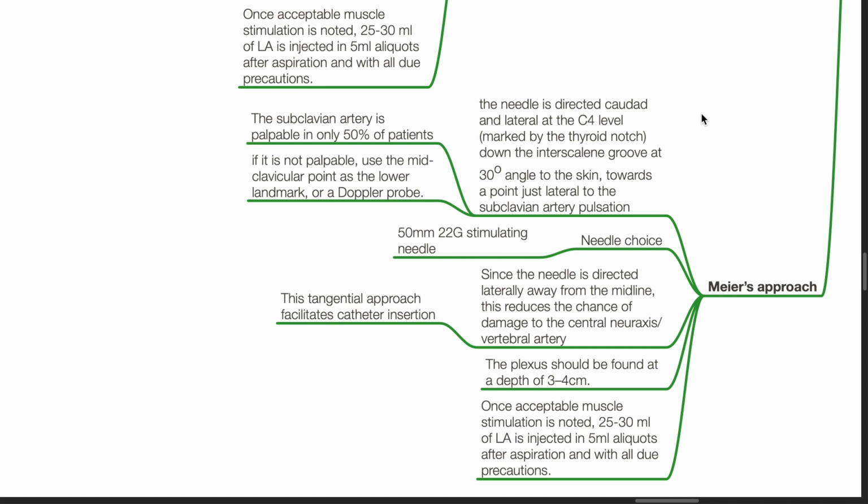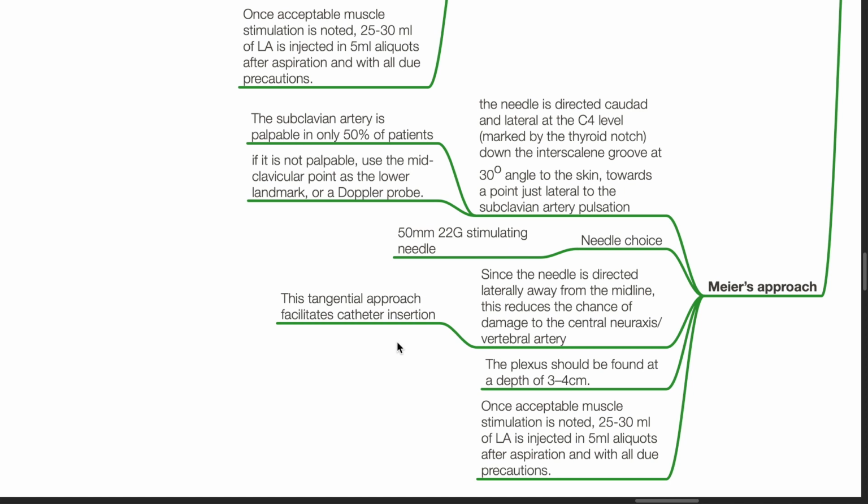The subclavian artery is palpable in only 50% of subjects. If it is not palpable, use the midclavicular point as the lower landmark or a Doppler probe. Needle of choice is a 50 mm 22 gauge stimulating needle. Since the needle is directed laterally away from the midline, this reduces the chance of damage to the central neuraxis or vertebral artery. This tangential approach facilitates catheter insertion as well.